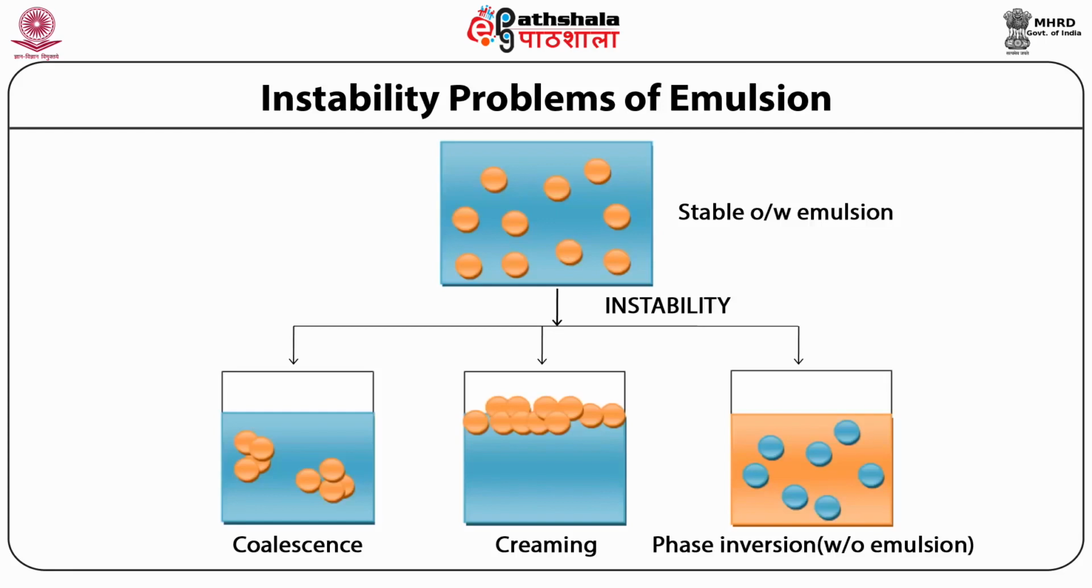In coalescence, the different dispersed phase droplets join together. In creaming, the dispersed phase accumulates either at the top or at the bottom depending on the density. In the case of a phase inversion, we can clearly see that an oil and water initial emulsion is changed to a water and oil, and there is a swapping of the dispersed phase and the dispersion media.